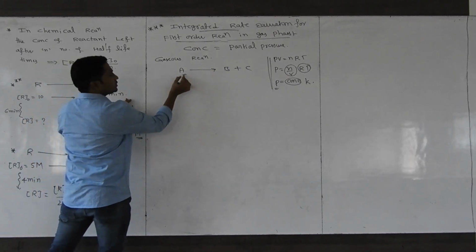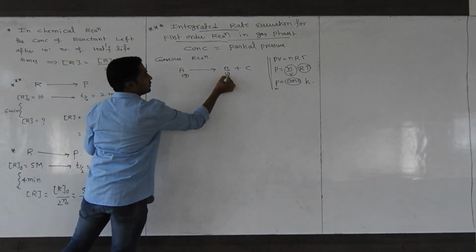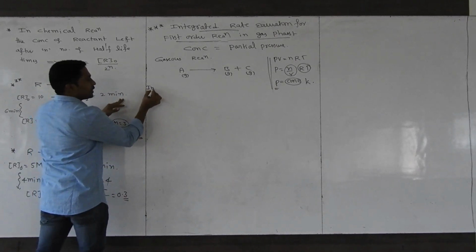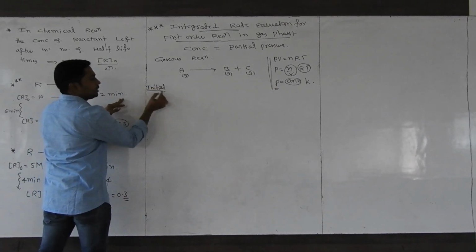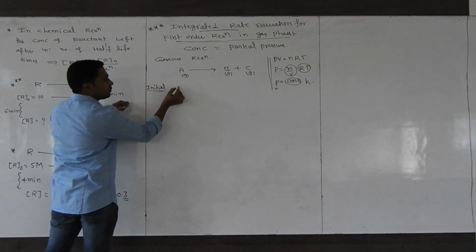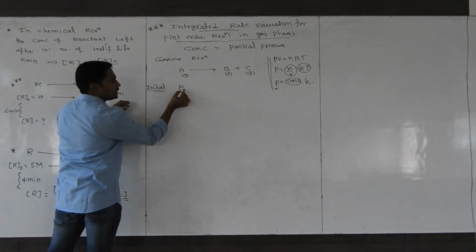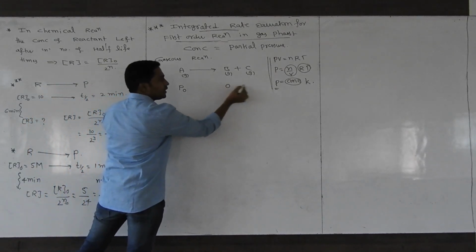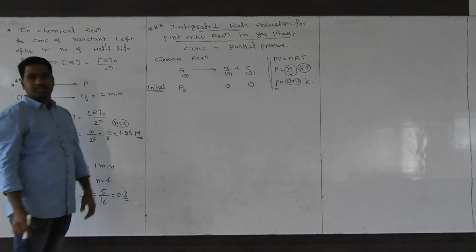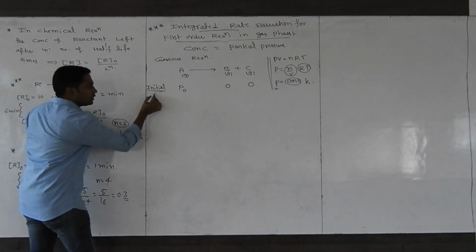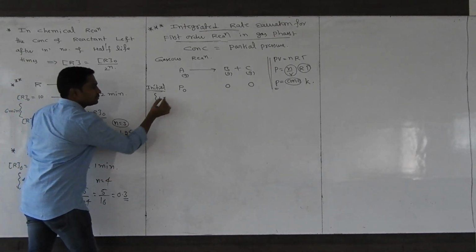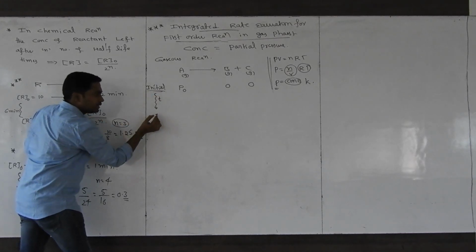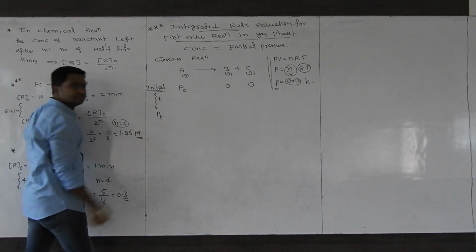Okay, all the chemicals are in which phase? Gas phase. Are you clear? Yes. Initially, we have only which chemical? A. Initially, the partial pressure of A is taken as P naught. But initially, will any B and C be there? No, 0, 0, because the reaction has not yet started. After some time T, at that time, the pressure of reactant A is denoted by PT.